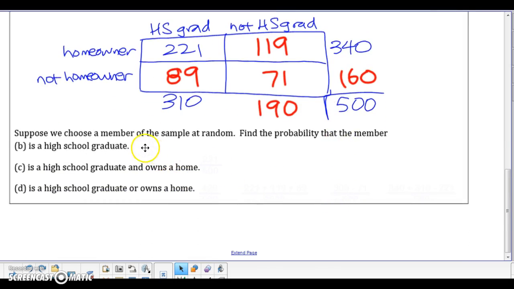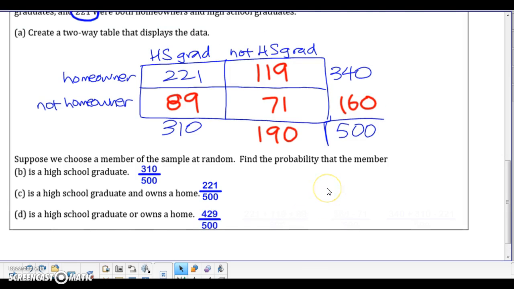The probability the member is a high school graduate, 310 out of 500. High school graduate and owns a home, 221 out of 500. Is a high school graduate or owns a home is going to be 429 out of 500. Now, again, there are a few ways you could have gotten this. You could have done the three regions that are included. You could have done everything minus the one region that's not included. Or you could have added the 340 and the 310 and subtracted out the people who got double counted.